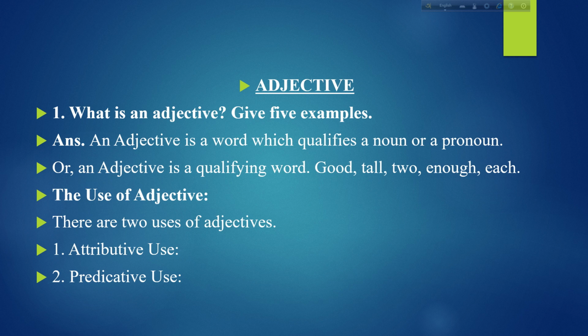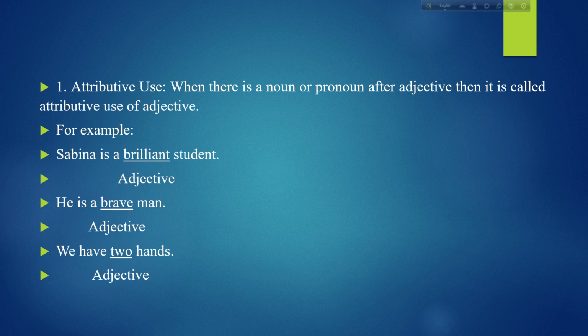The use of adjectives. There are two uses of adjective. We can use adjectives in two different ways. First of all, attributive use, and number 2, predicative use. So what are these? Number 1, attributive use. When there is a noun or pronoun after the adjective, then it is called attributive use of adjective.